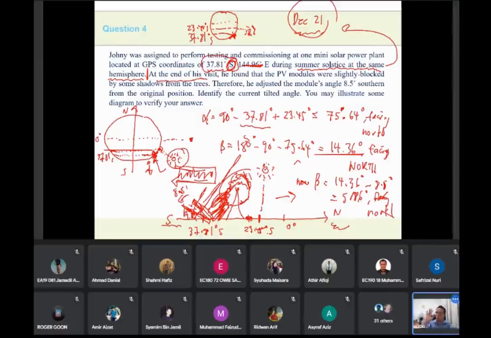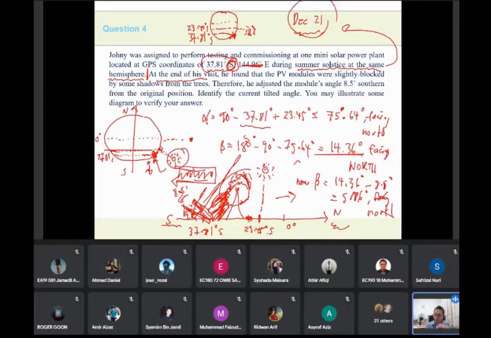Okay, first of all, don't get confused. We need to find the location of us. The Johnny is located in the southern, 57.81 degree south. Okay, fine. Clear. And then we need to find the location of the sun. That's the words that trick us. Summer solstice at the same hemisphere means the summer season at the same hemisphere with him in the south. That's why in the south.